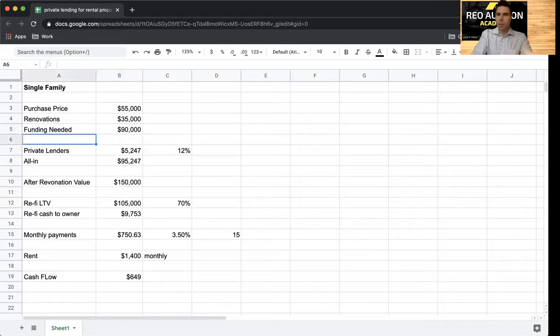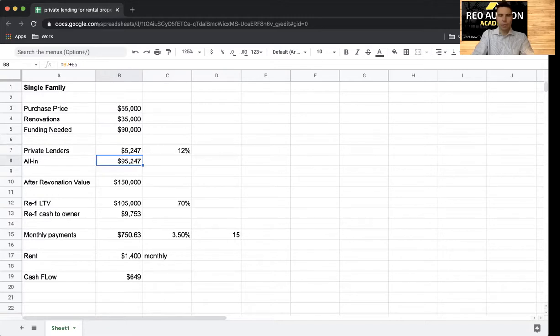Now you may want to add in some holding costs here as well, or you could cover that out of pocket if you want. Or you could fund some of the deal yourself, and then a private lender has like 80% of the deal. So there are different ways to negotiate and structure this. But in this example, assume they're funding everything. So your all in then is the 90 plus the 5K in private lender interest.